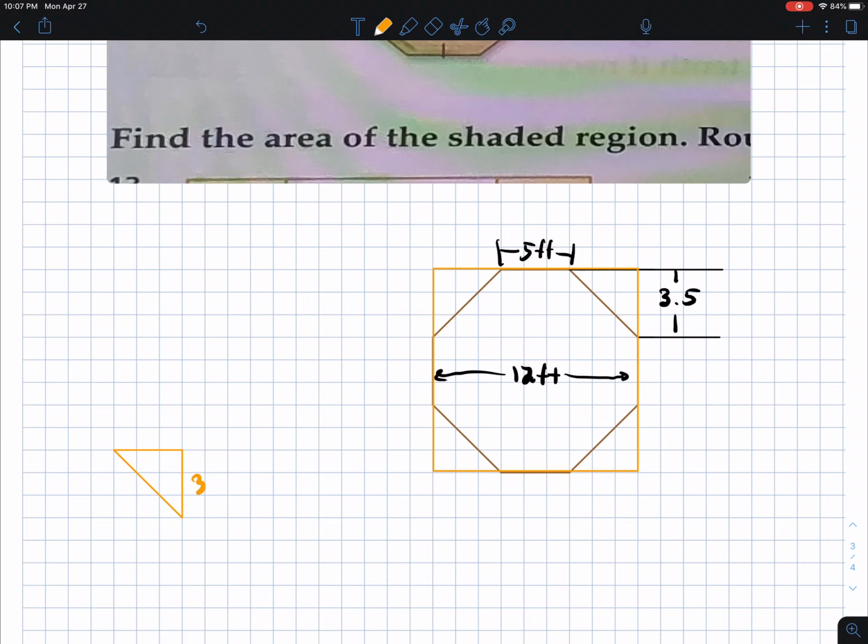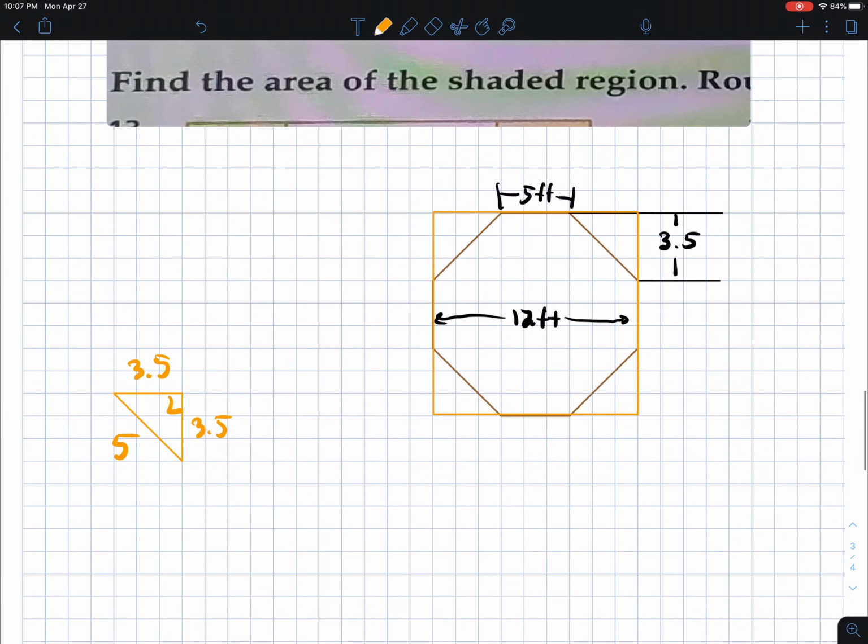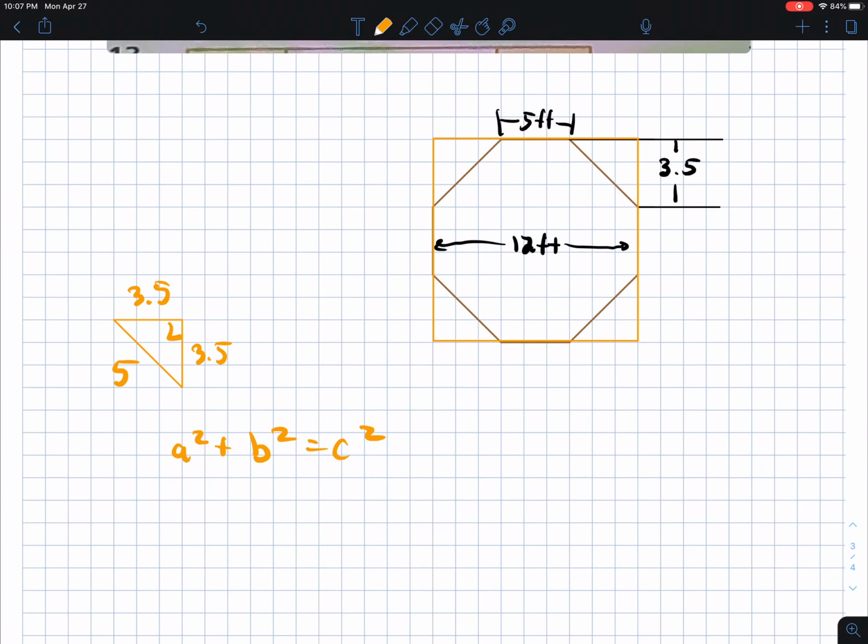So let's see. If this is 3.5 here, this is 3.5, and this is 5, can we have a triangle with these dimensions, with this being a 90-degree angle? Okay. So what we would do is see, does it satisfy the Pythagorean Theorem? a squared plus b squared equals c squared. Whenever we have a right triangle, this should hold. So it should be the case that 3.5 squared plus 3.5 squared, the question is, does that equal 5 squared? Ooh, I don't think so. And if not, then that's not really a triangle, which it shouldn't be.